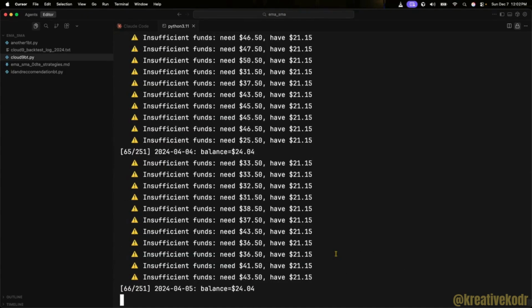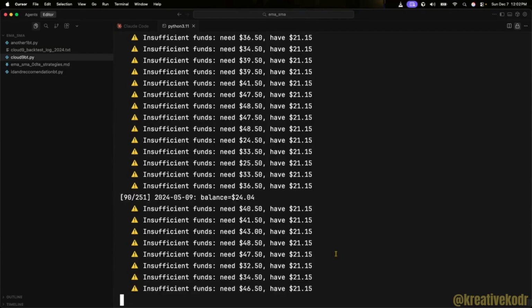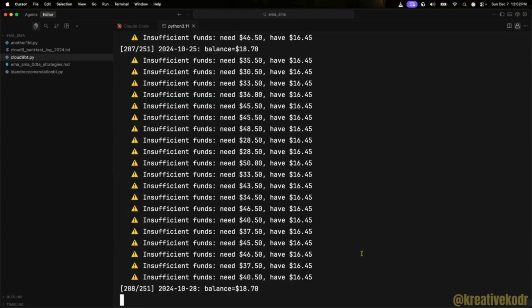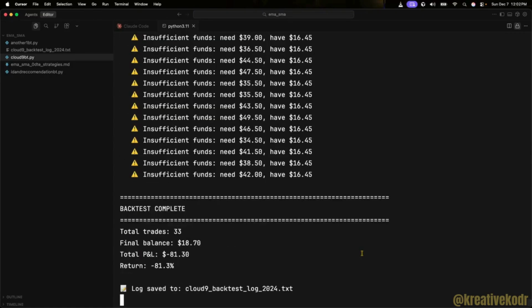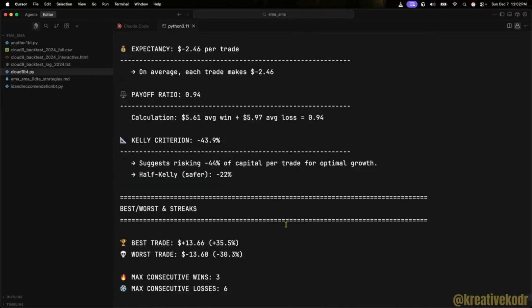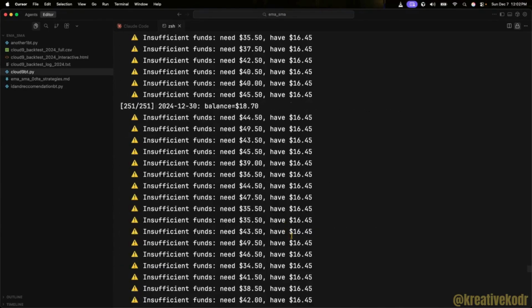Oh man, the strategy crashed. It crashed and burned, y'all. And that's fine. This is what we learned. We want to figure out why this happened and then adjust accordingly. Beautiful. Save and log. All right, let's look at what happened.